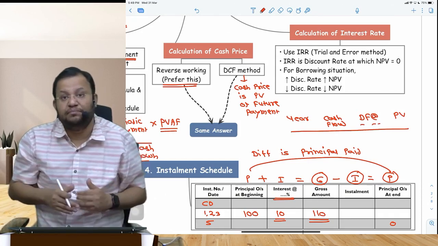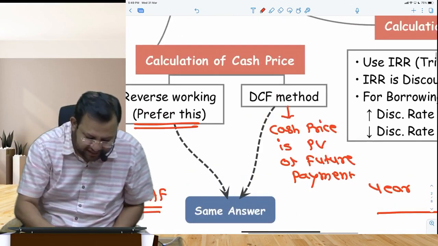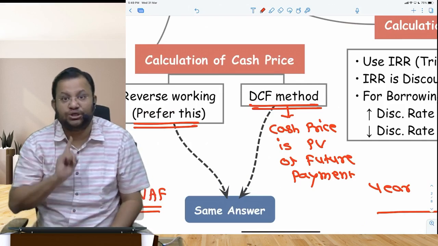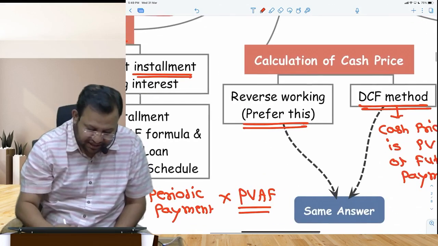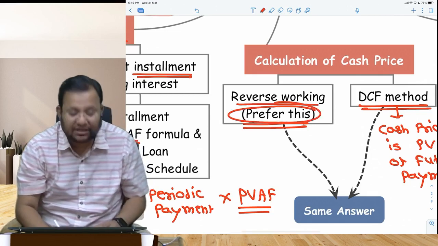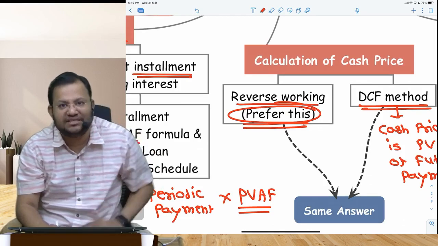But you will have to make the loan repayment schedule again in a forward direction. Once you get the cash price through the DCF method, you will have to make a loan repayment schedule in a forward direction. Why did I say prefer this? Because you get the loan repayment schedule and the cash price, both you get in one stroke.